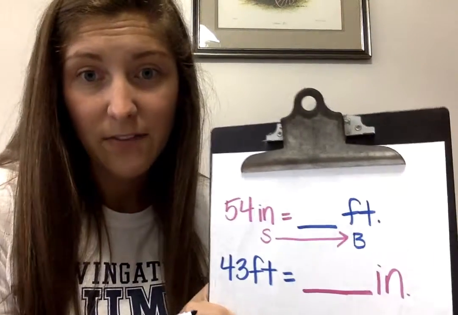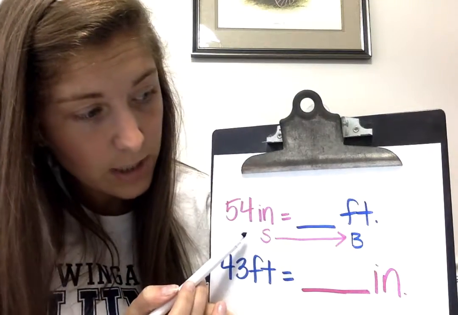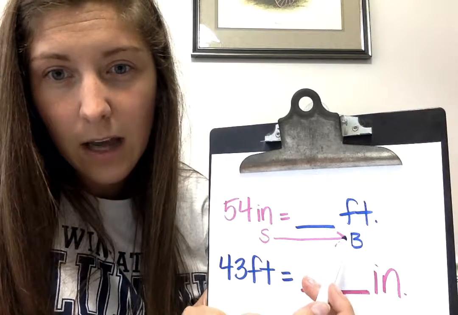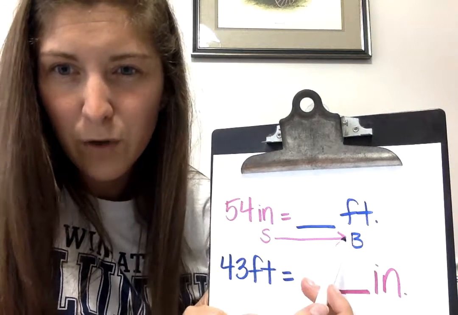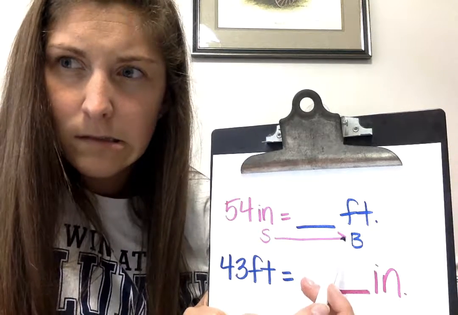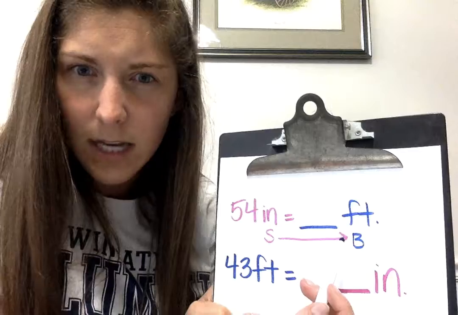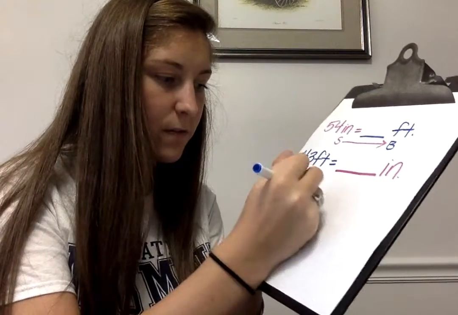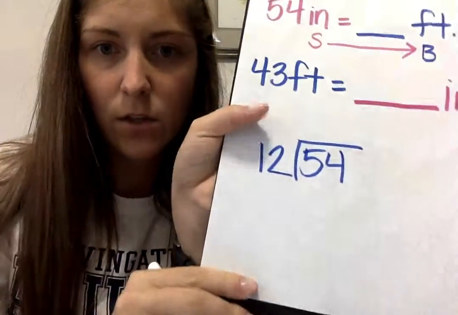So when I go from small to big, I have to divide. So my question is, what do I have to divide? Well, I have 54 inches. I need to figure out how many feet that is. Well, how many inches are in a foot? I know we talked about it before, but how many did we say? Did we say 12 inches in a foot? Is that correct? So down here on my paper, I need to divide 12 into 54.